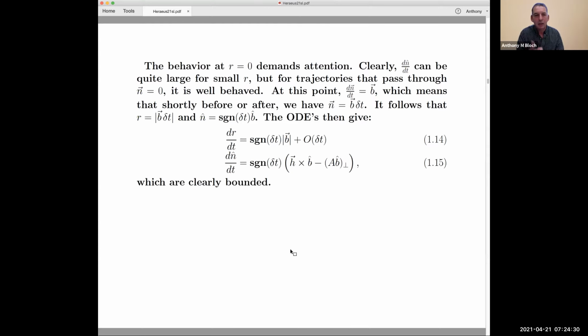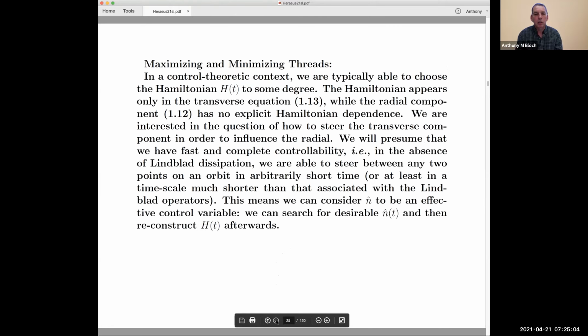So dn/dt, if you look back at the equations, can be large for small r, but you can show that for trajectories that pass through n equals 0, it's well behaved. You can check that dn/dt is equal to b, and just before or afterwards, n is just equal to b delta t. And therefore at the origin, you can check that the equations reduce to this nice form here, and the equations are still nicely bounded. So even though you might think there's some weird behavior at the origin, things still behave quite nicely. But you can also just start a little way from the origin.